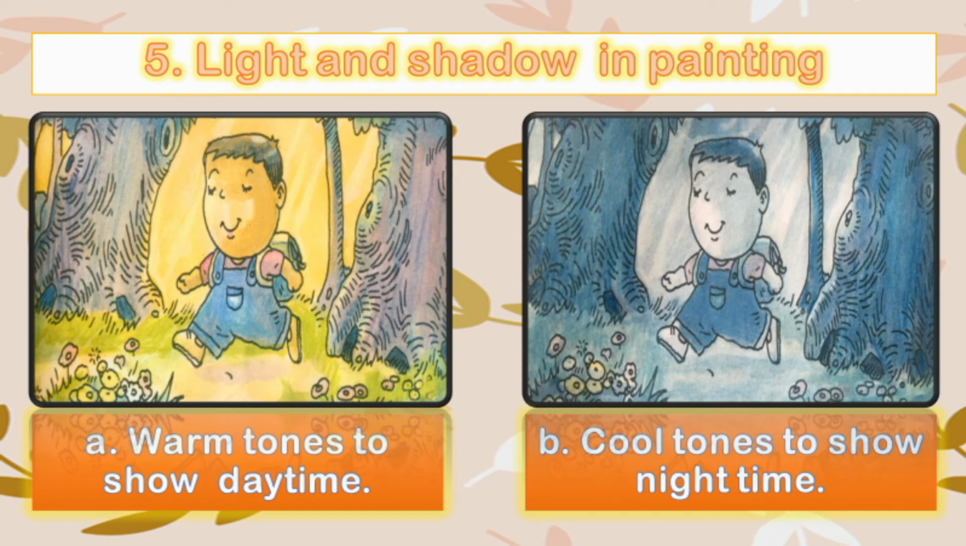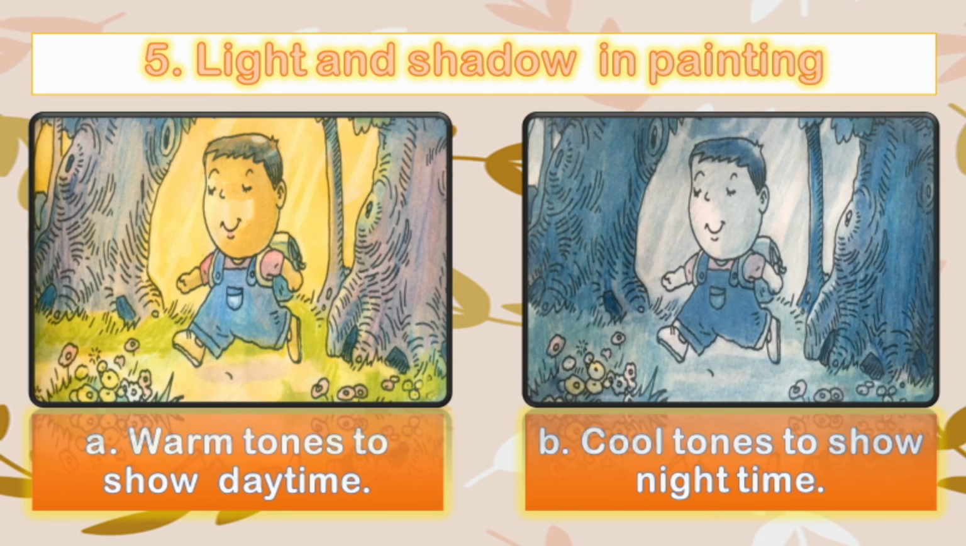Now let's proceed with number 5. Light and shadow in painting. In letter A, warm tones to show daytime. And in letter B, cool tones to show nighttime. In warm colors, we have red, yellow, orange, red-orange, and red-violet. For our cool colors, we have blue-green, yellow-green, purple. Okay, those are the differences during daytime and nighttime.